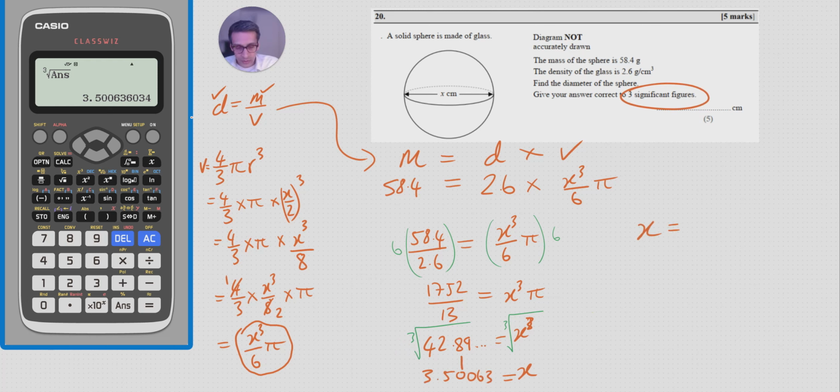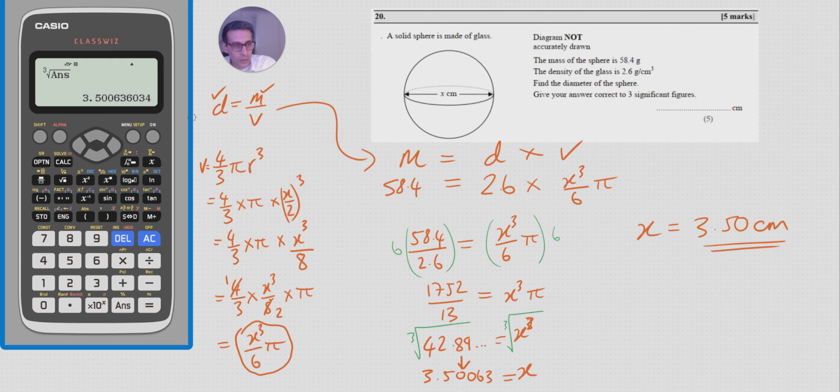Because it says to three significant figures, we can say our answer is x equals, now the third significant figure is that 0 there. So in this case, it's just 3.50. Don't forget units, they're already provided in this question, so centimeters. And that is going to be your answer. There might be some other ways to do this, but this is just an example.